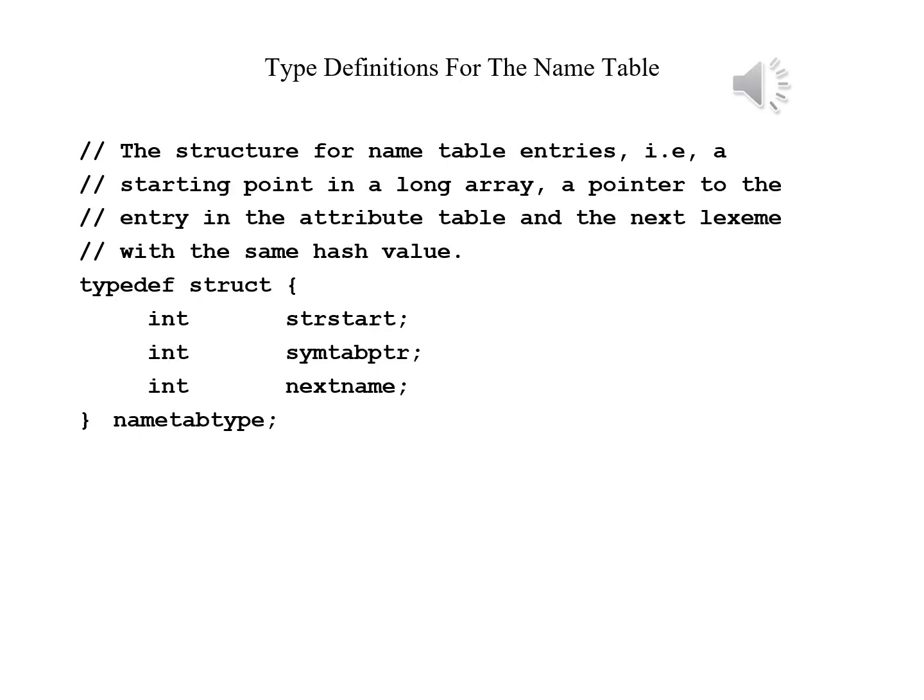There are three pieces of information that we store in the name table. Where in the string does the name in question begin? The index of the attribute table's entry for it, and the index for the next name table entry sharing its hash value. We don't need to save the name's length, because each name is terminated with a null byte, in other words, a byte set equal to 0. This makes it easy to spot it.